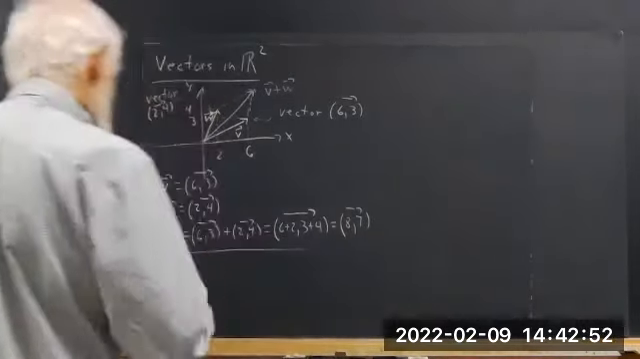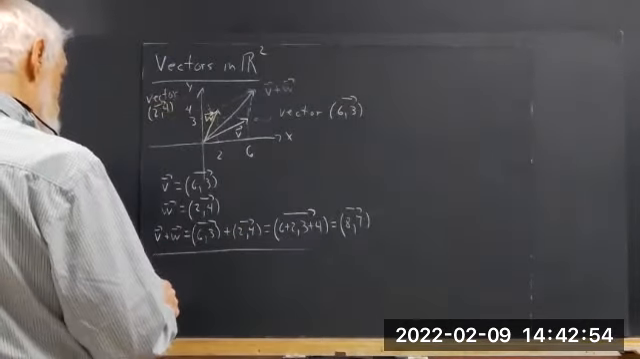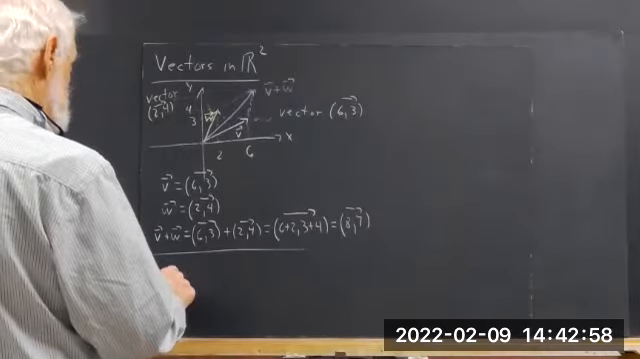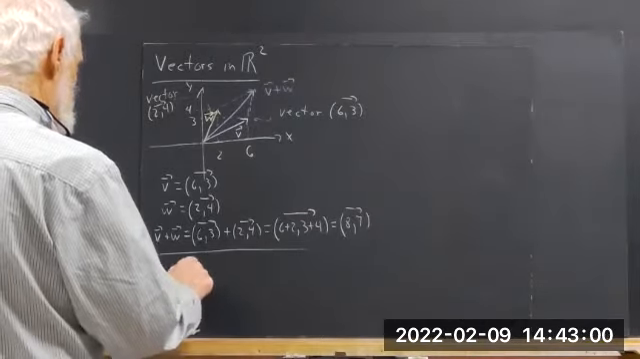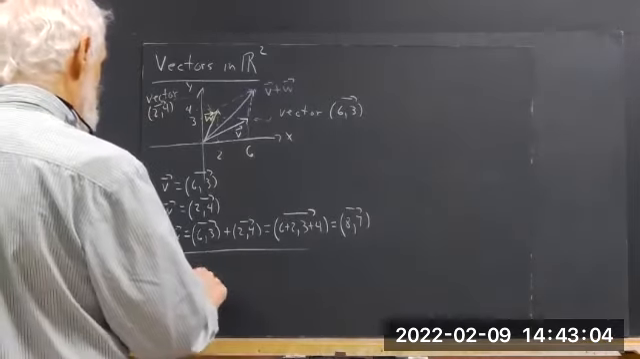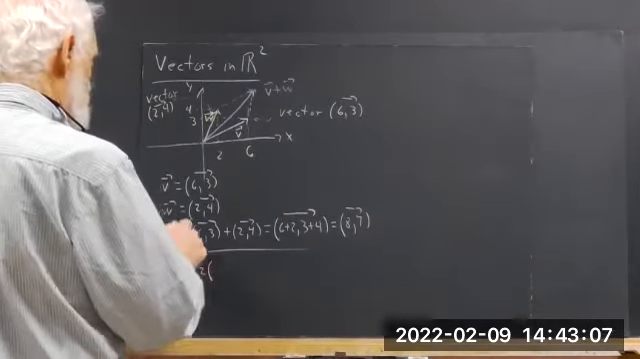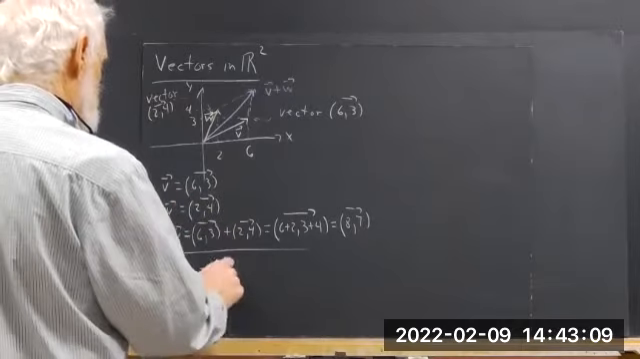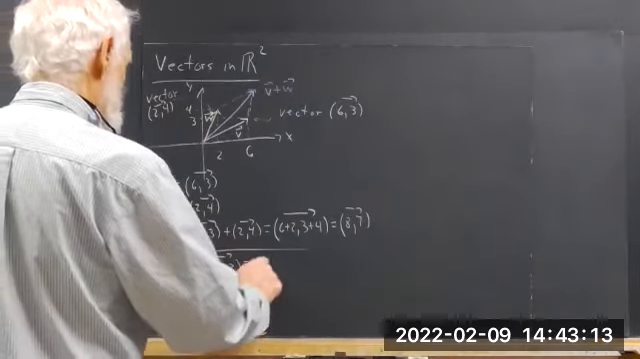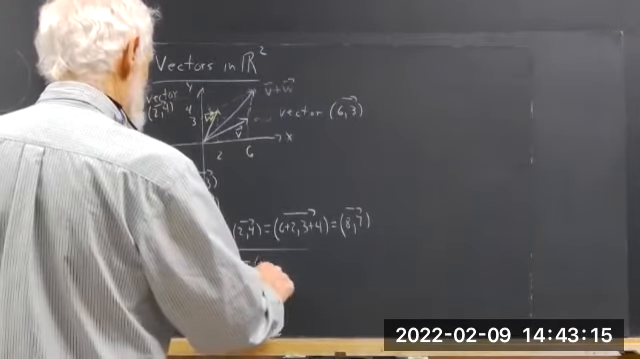Another thing we might do: what if we wanted to do two times the vector V? Well, we would do 2 times the vector 6, 3. And that would give us 2 times 6.